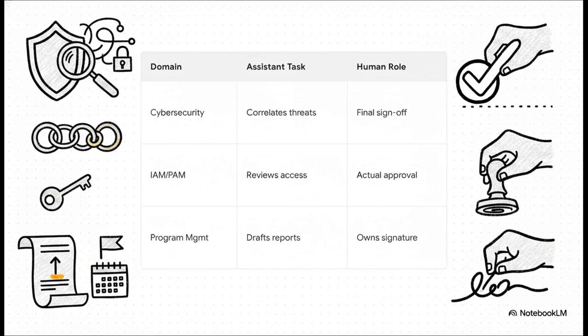In IAM and PAM, it can summarize thousands of access certifications and highlight privilege risks or specific segregation of duties conflicts before a manager hits approve. In program management, it drafts tedious status reports and flags overdue actions. The AI does all the heavy preparation, but it intentionally leaves the final sign-off entirely in your hands.